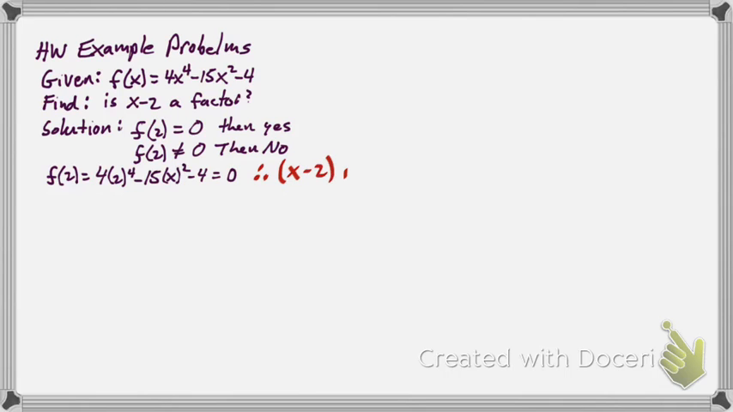Okay, so let's do that. We plugged the 2 into our equation and we get a 0. That means that the answer to the question is yes, x minus 2 is a factor. Now in your homework, I don't want to just see yes and no. I want you to show that you plugged the constant into your equation and whether it did equal 0, yes or no.